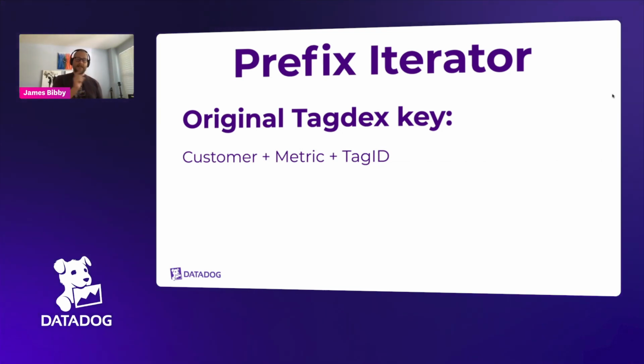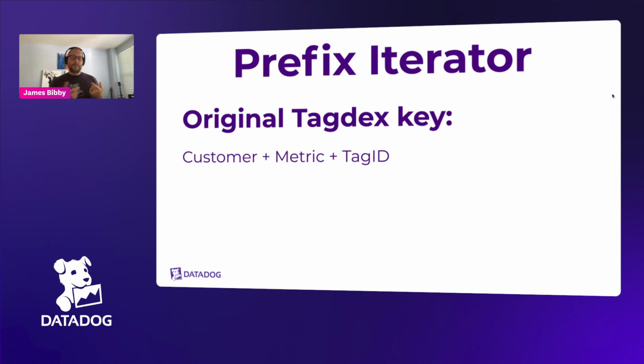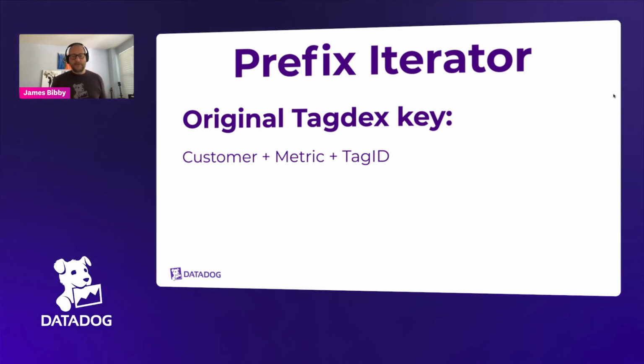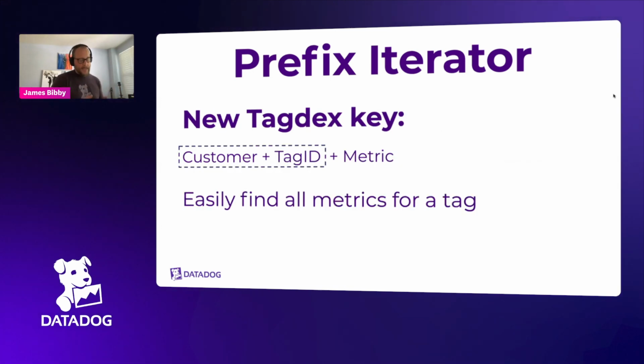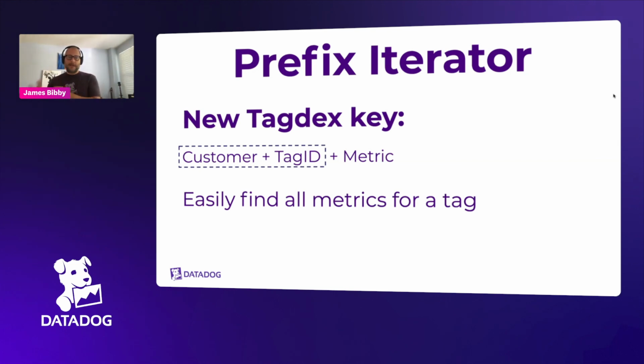Our original TagDex key was the concatenation of a customer ID, a metric ID, and a tag ID. So there's 8 bytes, and 4 bytes. If we wanted to find out which metrics had submitted a particular tag, you can see that those two pieces of the key are disjoint. So we changed our key structure, and when you're building your own KV store, you can do these kinds of optimizations. We reversed the metric and the tag position, so we had customer ID, tag ID, and then metric at the end.